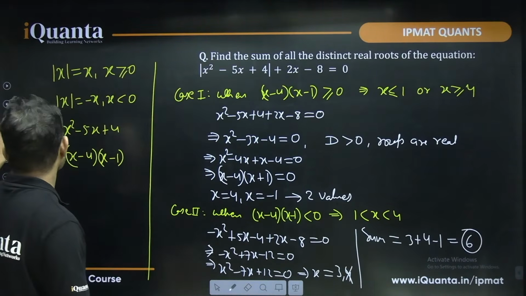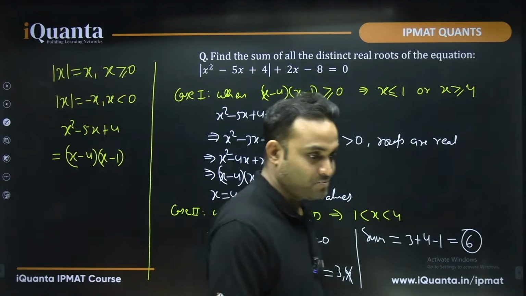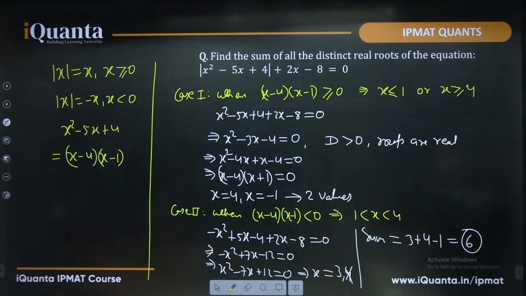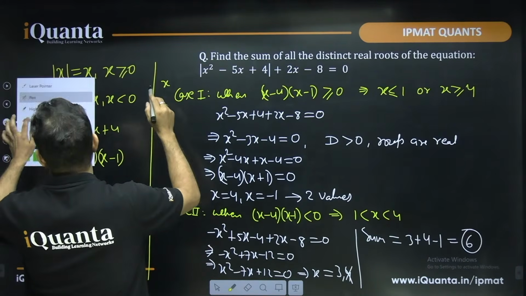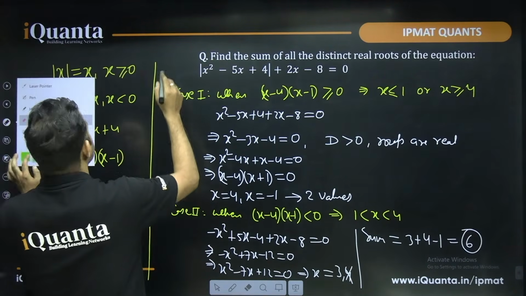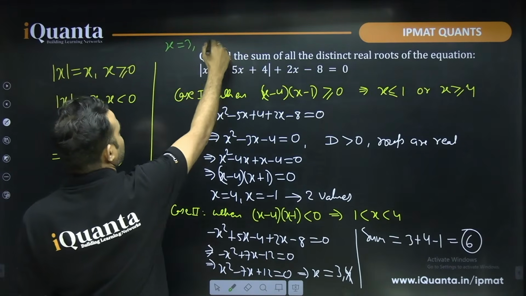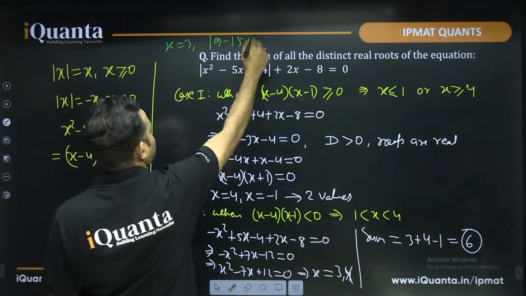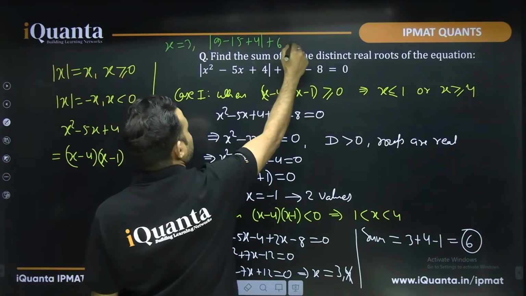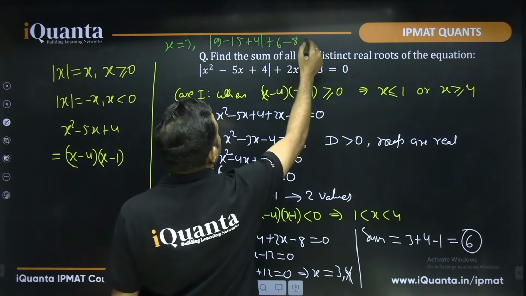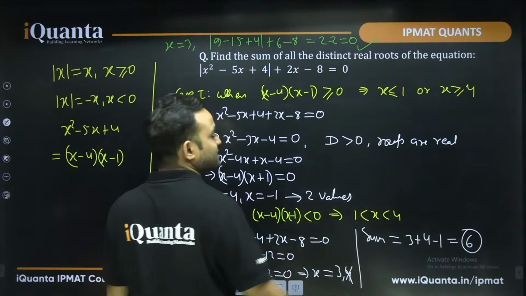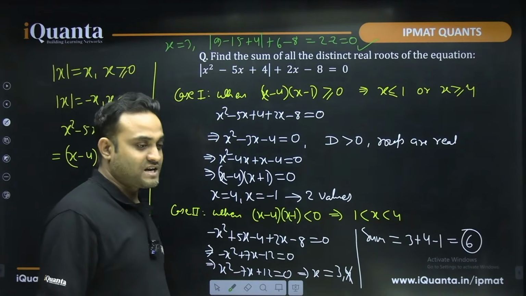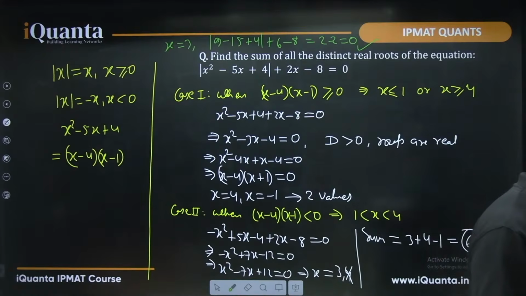Okay. x = 3 is not satisfying, why is it not satisfying? Let's see. If we put x = 3, this will become |9 - 15 + 4| + 6 - 8, and that will be equal to 2 - 2, that is equal to 0. It's satisfying, right? Definitely satisfying, guys, isn't it?